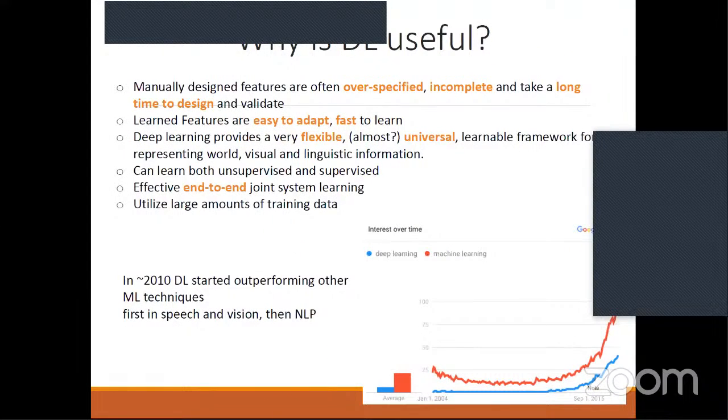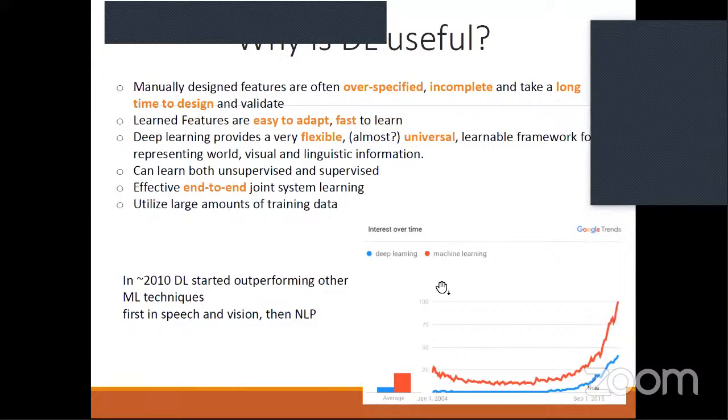There's again a graph which shows that deep learning is giving much better results than machine learning algorithms. In the case of machine learning, the features were overspecified, incomplete, and used to take a lot of time to design and validate, and they had to be done manually by humans. Learned features are easy to adapt. Deep learning automatically learns the more relevant features, and it is fast to learn because the machine is doing it. It is based on some mathematical concepts where we identify the better features.